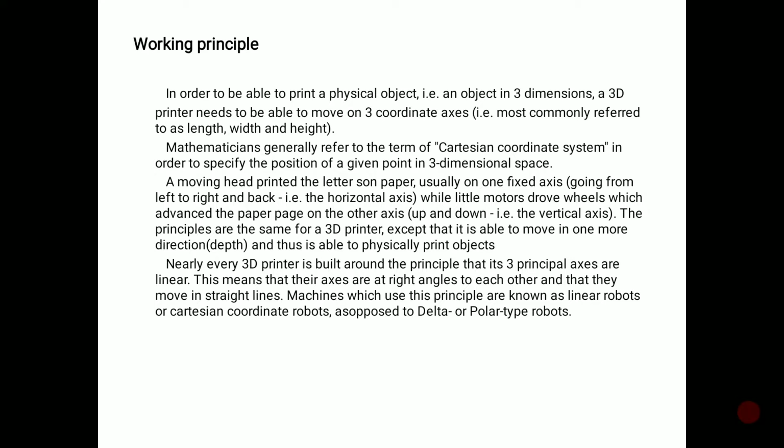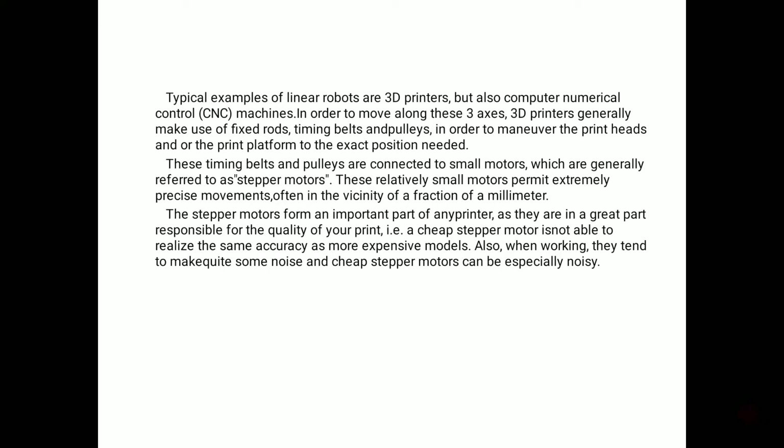Nearly every 3D printer is built around the principle that its three principal axes are linear. This means their axes are at right angles to each other and that they move in straight lines. Machines which use these principles are known as linear robots or Cartesian coordinate robots, as opposed to delta or polar type robots. Typical examples of linear robots are 3D printers but also computer numerical control machines. In order to move along these three axes, 3D printers generally make use of fixed coding, timing belts and pulleys, in order to maneuver the print heads and or the print platform to the exact position needed.